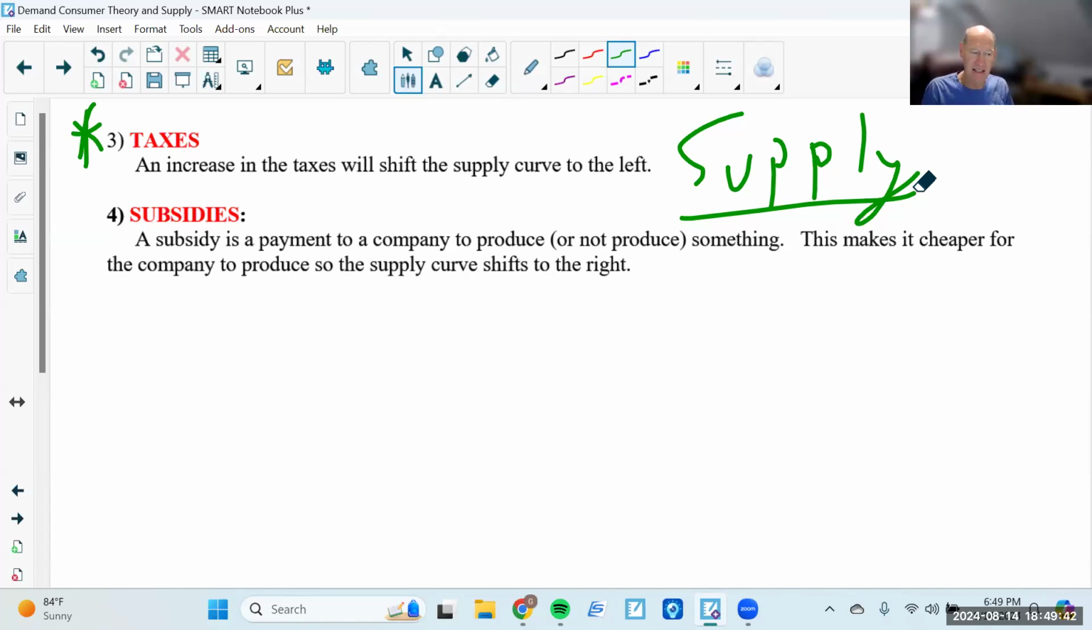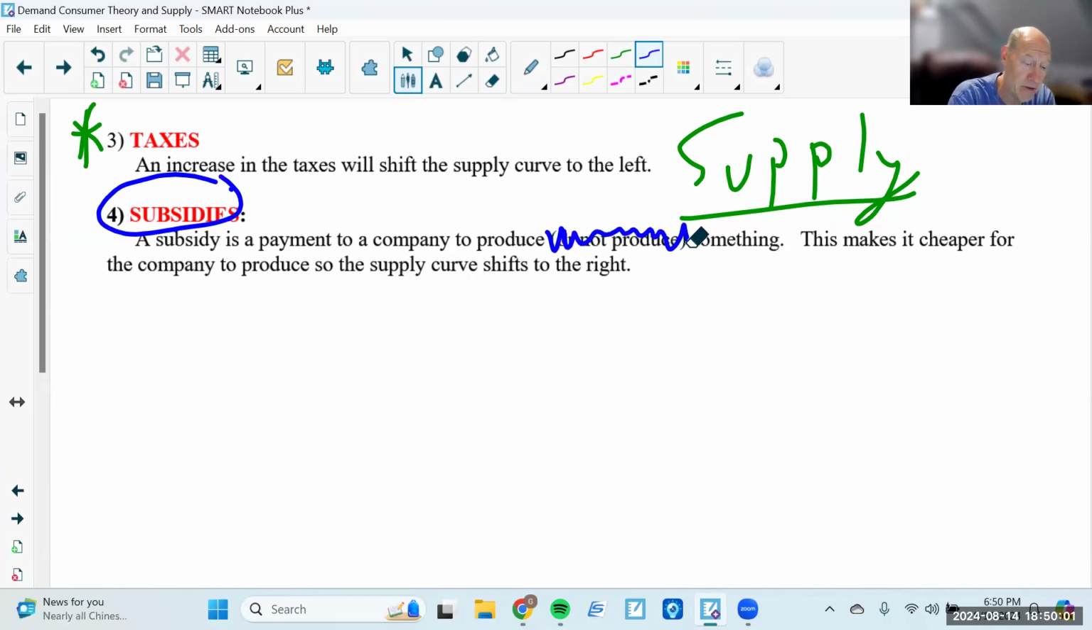When you increase taxes, it's now more expensive for that business. They've got to send money to the government. So the supply curve shifts to the left. Anytime you decrease taxes, the supply curve shifts to the right. Subsidy is the opposite of a tax. Subsidy is where the government is giving a company money to produce. They're giving the company money to produce.